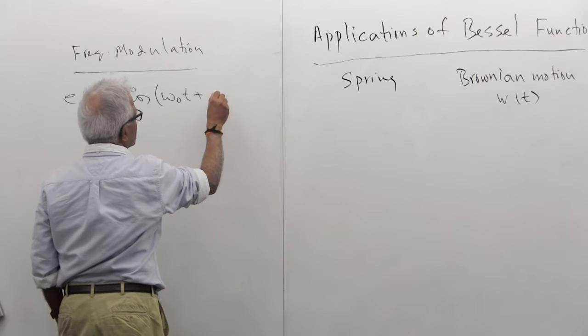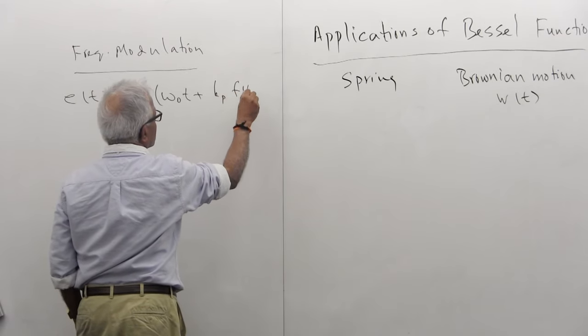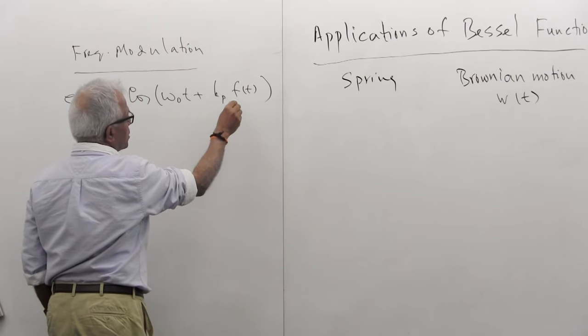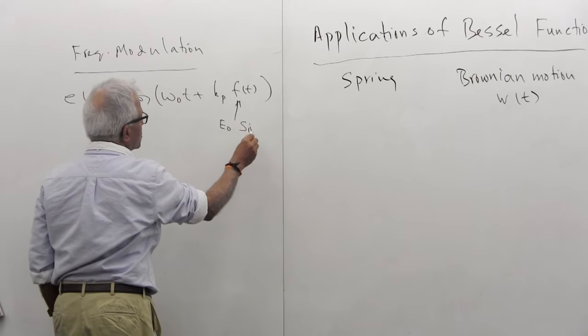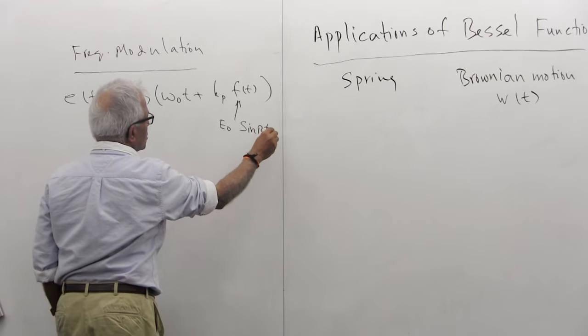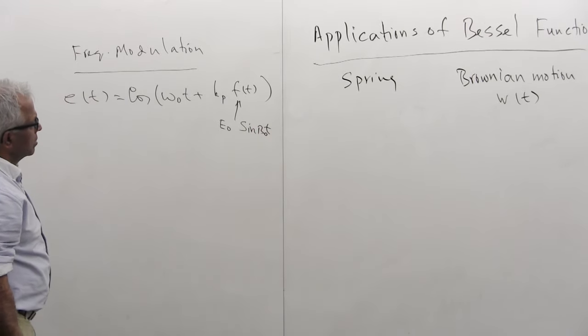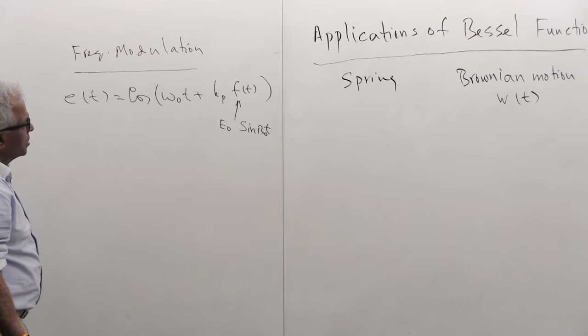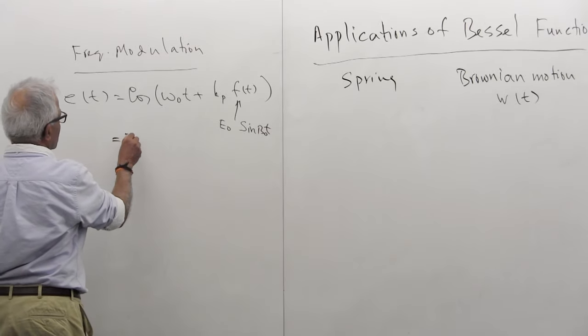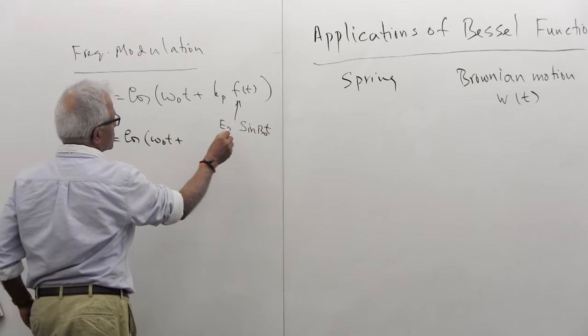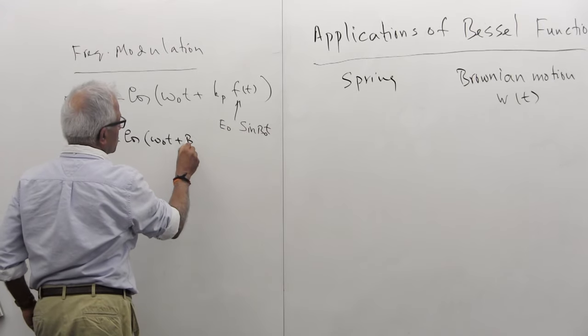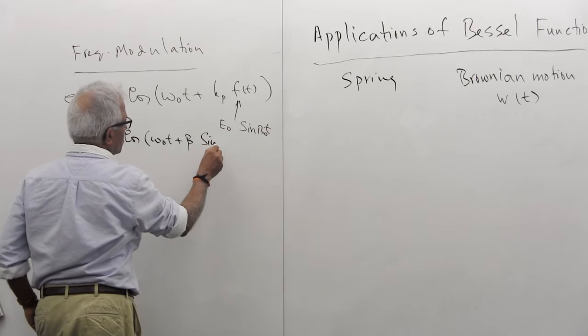So you put the message here, some constant multiplied by f(t). And if you take f(t) to be, let's say, a single tone, just to see its effect in terms of the requirement in bandwidth, this comes out to be cos(omega naught t plus k_p E naught, if you call it some constant beta, sin(omega_m t)).